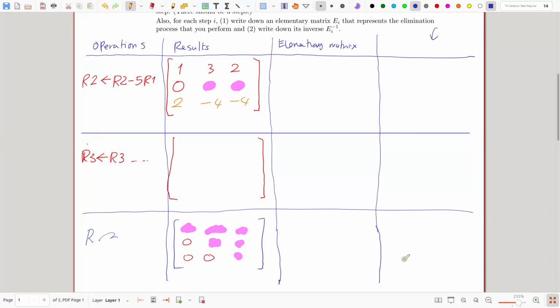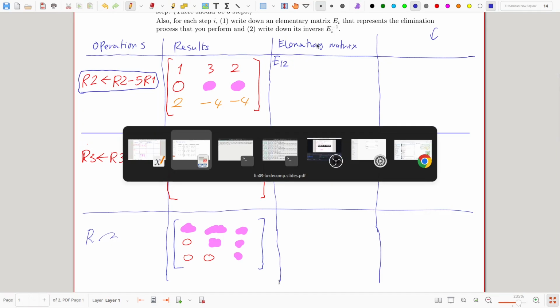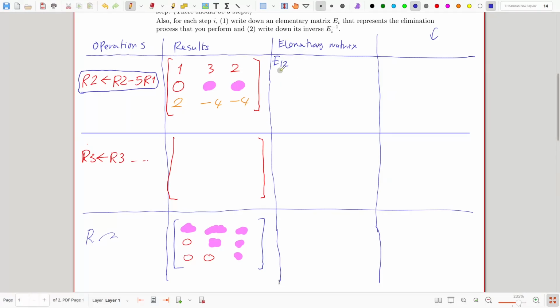Now, okay, so the new part is here. After you write down this matrix, or we perform this operation, you should write down the matrix that, let's call this E12. Let me check. It's the same. Yeah, E12. So E12 is going to be the matrix that after you multiply it with A, I get this. Okay? So E12 is a matrix that represents this operation. It will look like 1 0 0, 0 0 1, because the first and the last row are unchanged, and this part you need to figure out.